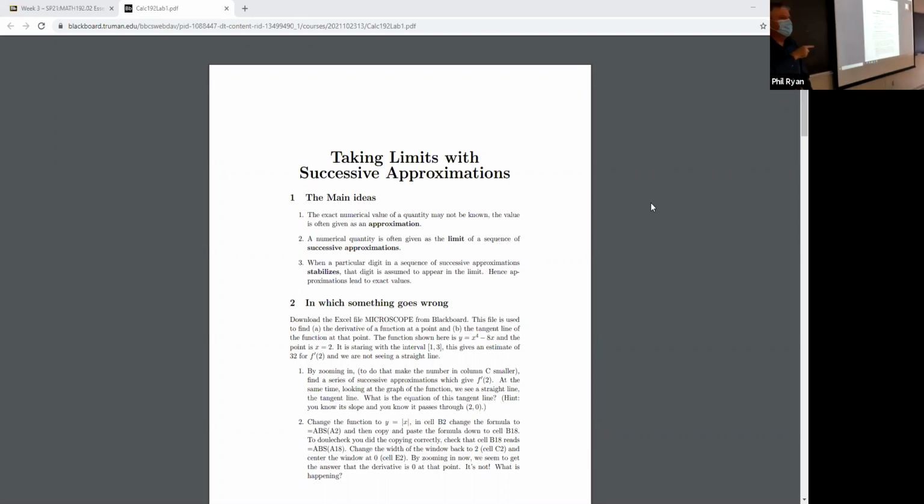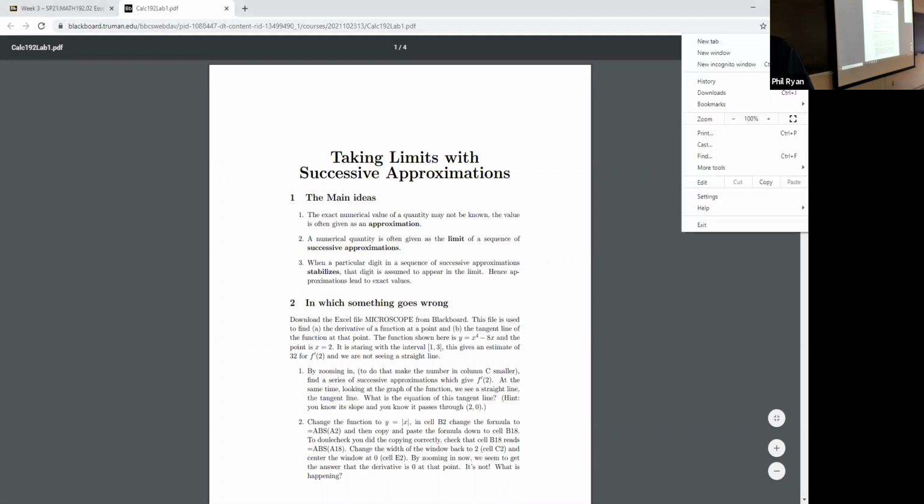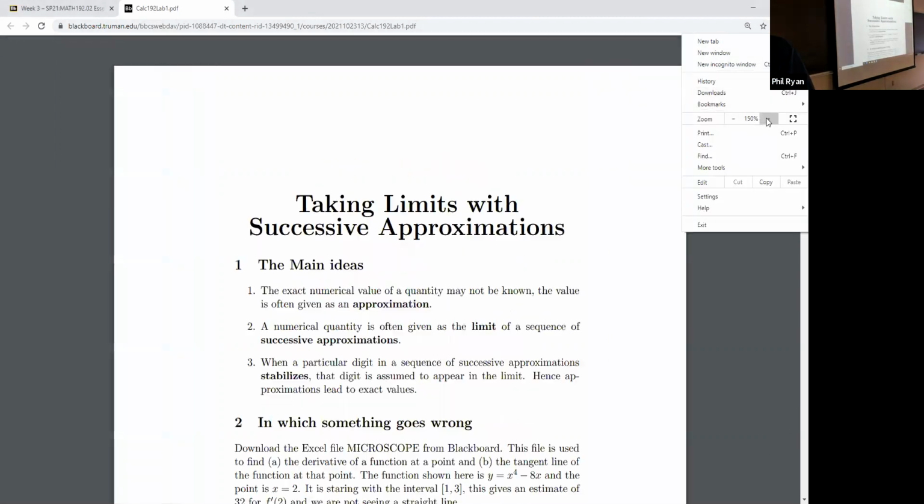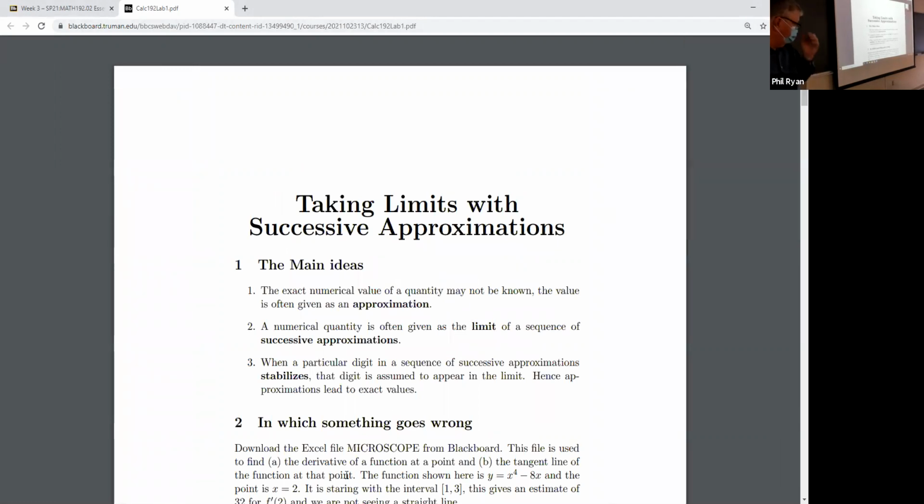Okay, is it hard to read? It's kind of hard to read, isn't it? Let's zoom a bit. That looks better to me. Okay.